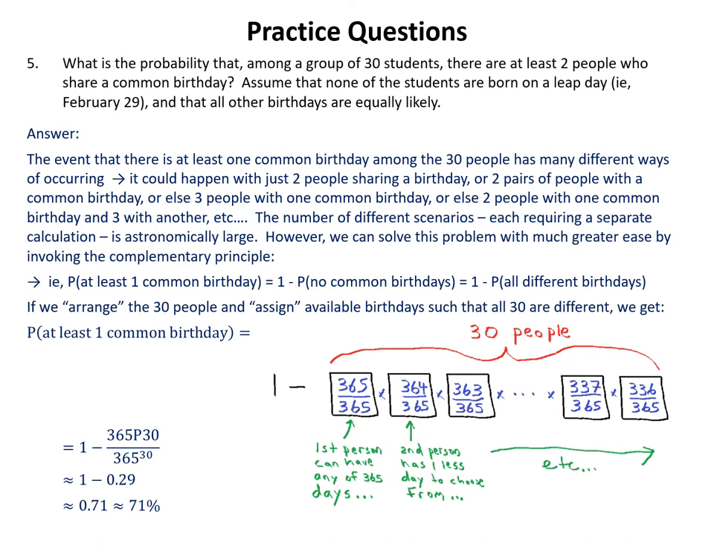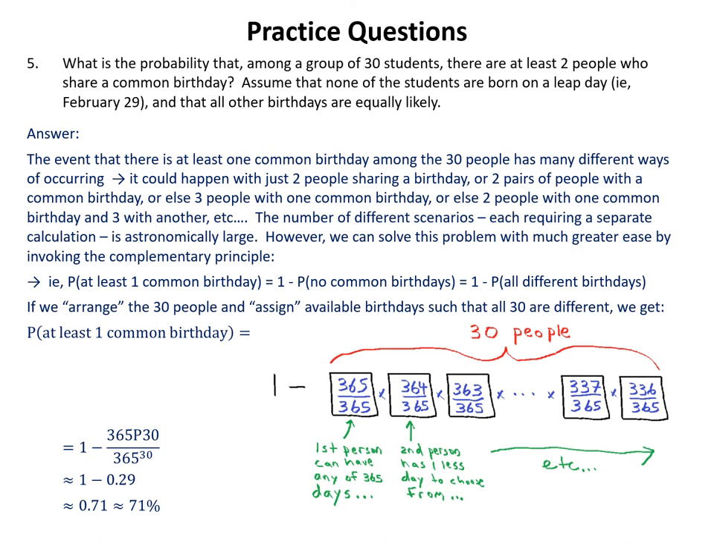We start with the first person. Now, what we're trying to do is figure out how many of the total of 365 days the first person can have as their birthday. And of course, since they're the first person that we're looking at, there's no other birthday that's yet been selected. So all of them are possible to choose. So we put in 365 over 365. And then we move on to the second person.